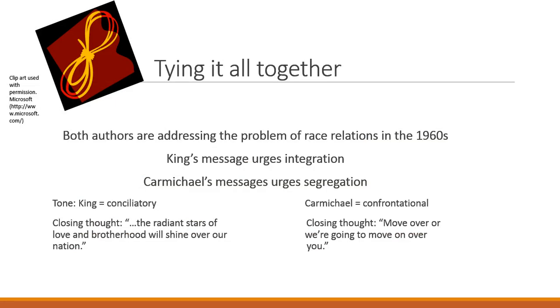So, tying it all together, both authors are addressing the problem of race relations in the 1960s. That's what they have in common. King's message urges integration, Carmichael's segregation. The tone in King's letter is conciliatory. The tone in Carmichael's speech is very confrontational. The closing thought in King's: the radiant stars of love and brotherhood will shine over our nation. And then the closing thought for Carmichael is: move over, or we're going to move on over you.